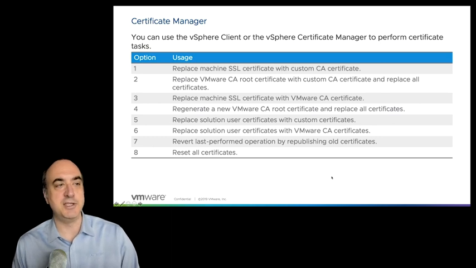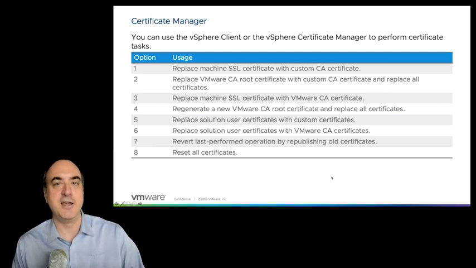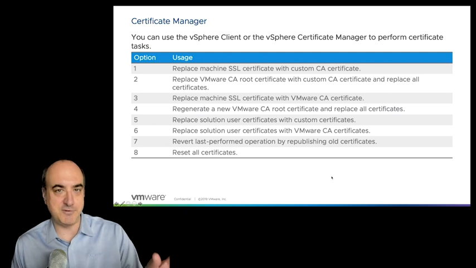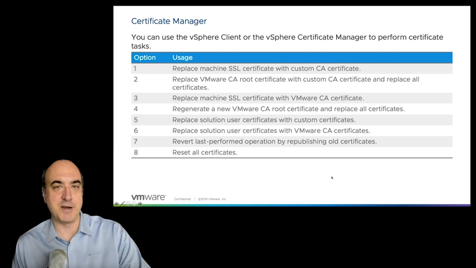Option number 2 is subordinate mode. Replace VMware CA root certificate with a custom CA certificate and replace all certificates. That's basically generating the certificate signing request for a root certificate from the VMCA, using that to have your corporate CA sign it, and then you import that here. Then when you replace all those certificates that were issued by the default root certificate of VMCA, they will now be replaced with certificates that your environment should already trust. So those are probably the two most common you'll ever see or ever use if you're going to do this at all, right?